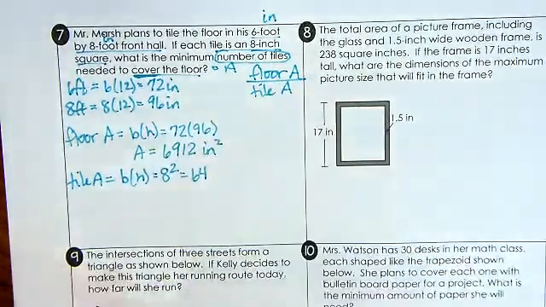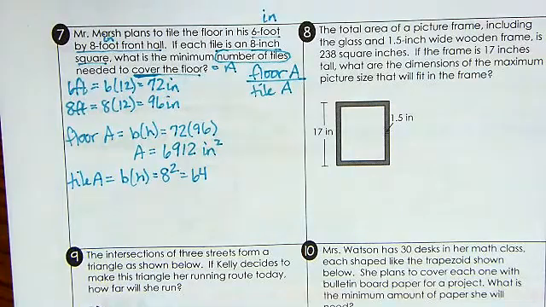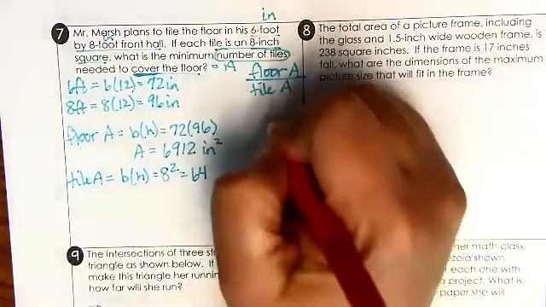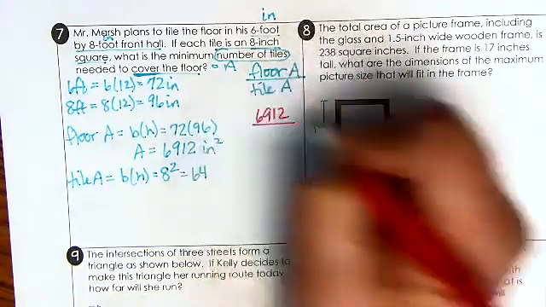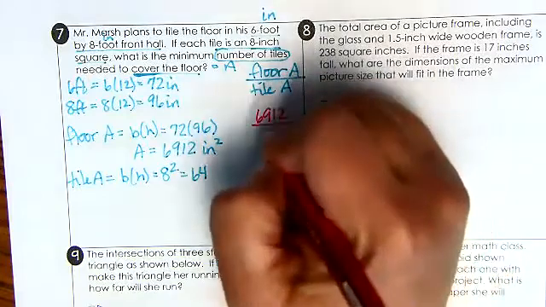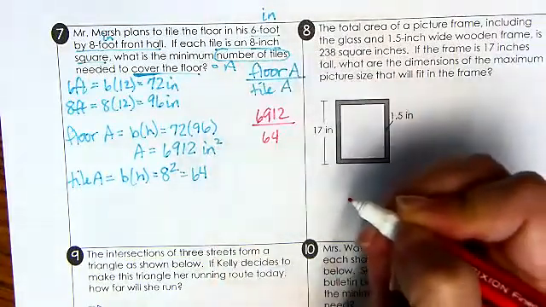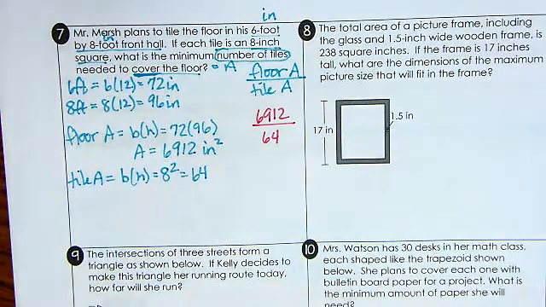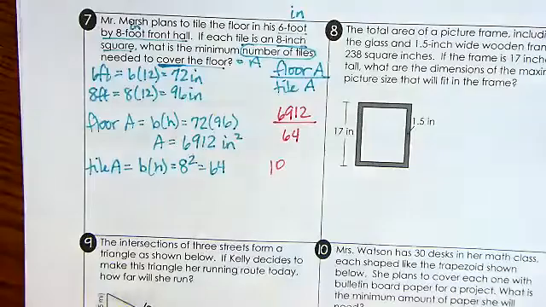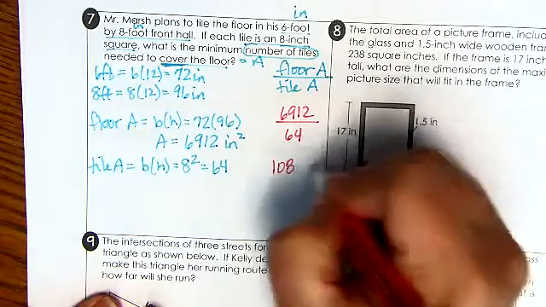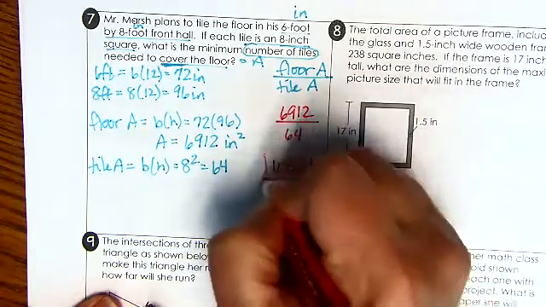So now, according to our game plan, we're doing the floor area, which is 6,912, divided by the tile area, which is 64, to figure out the number of tiles. So we do 6,912 divided by 64, which gives me 100. Numbers are jumping ahead. 108 tiles.